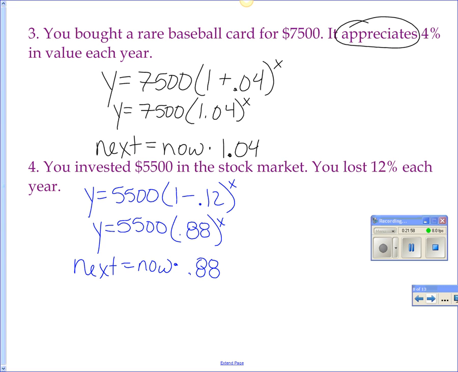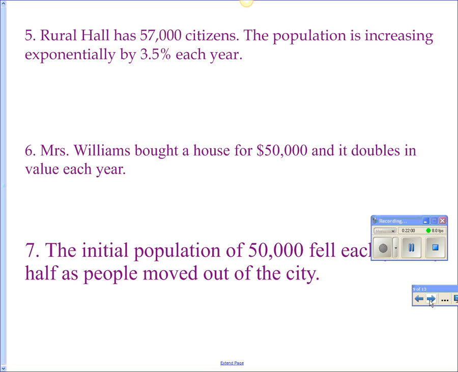Very good. Number 5, Rural Hall has 57,000 citizens. The population is increasing exponentially by 3.5% each year. Madison, help me with this one. All right, sorry about that. You have 85,000 or 850,000? Okay, yep, sorry about that. Okay, keep going, Madison.